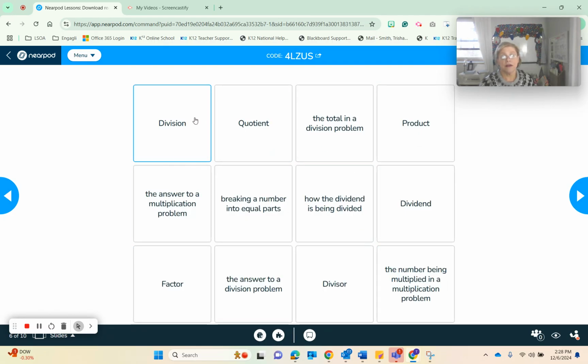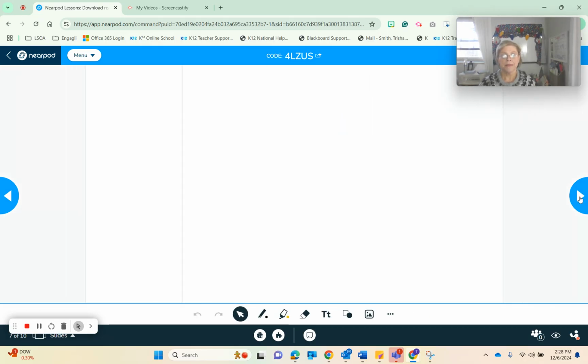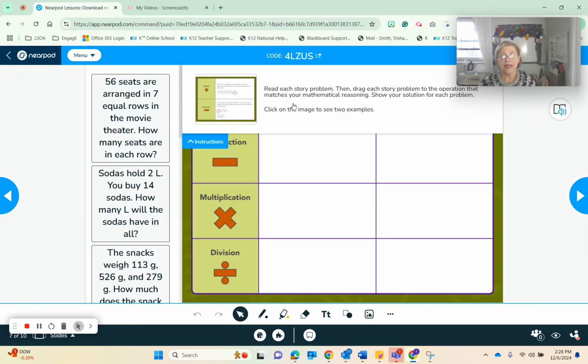So the first thing you're going to do is match the vocabulary word to the correct definition. You'll do that on your own. Then read each story problem, then drag the story problem to the operation that matches the correct mathematical reasoning. After you're done doing that, show your solution for each problem. Click on the image to see 2 examples.